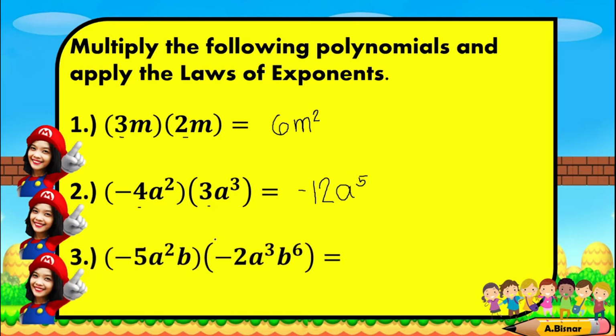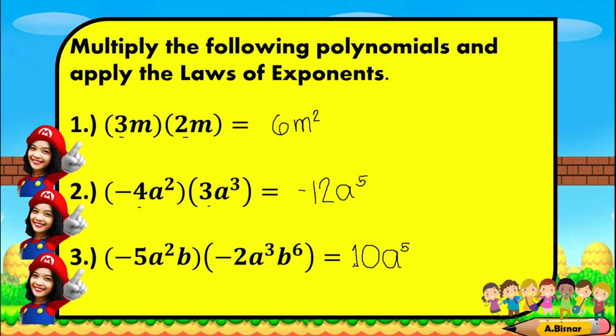For number 3, negative 5a squared b times negative 2a cubed b to the 6th power. Again, multiply first the numerical coefficient. So negative 5 times negative 2, the answer will be positive 10. As you observe in here, there are two variables, which are a and b. So let's add first the exponents of a. You have 2 plus 3, the answer is 5.